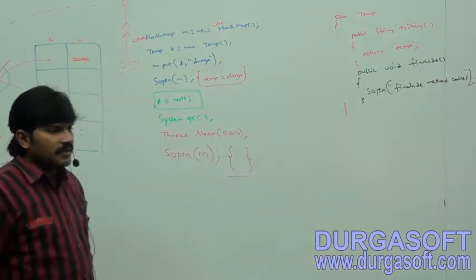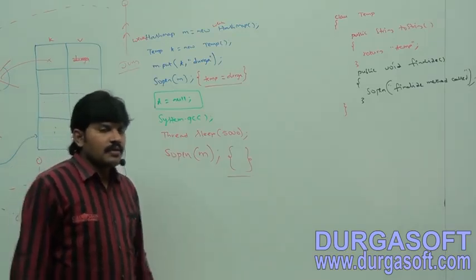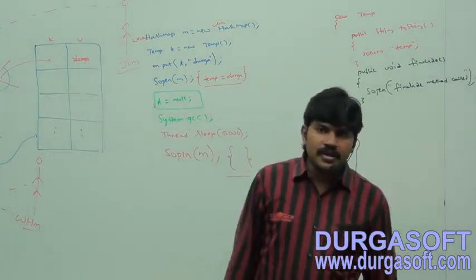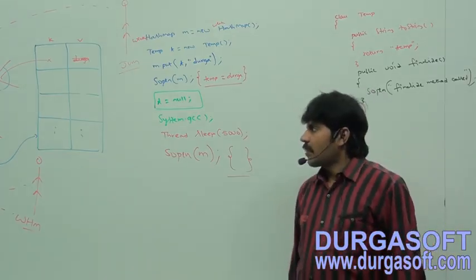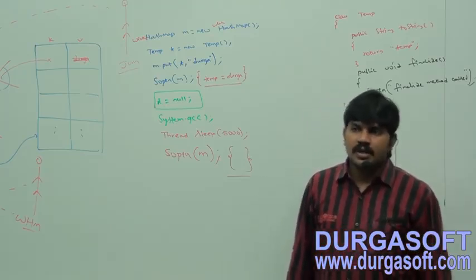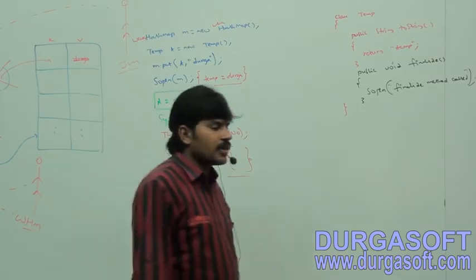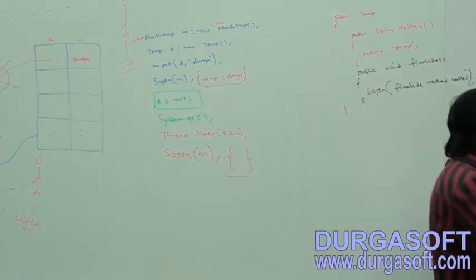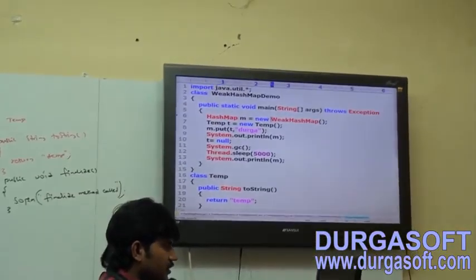That is, the garbage collector dominates WeakHashMap. Okay, that's all. Now take this example.